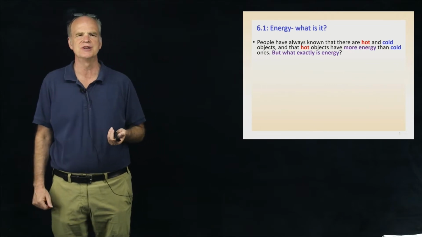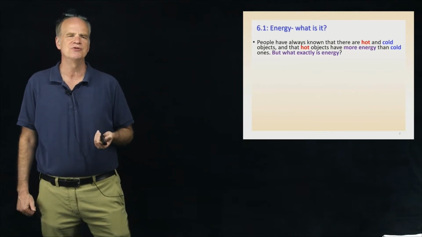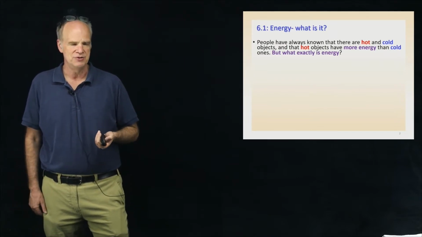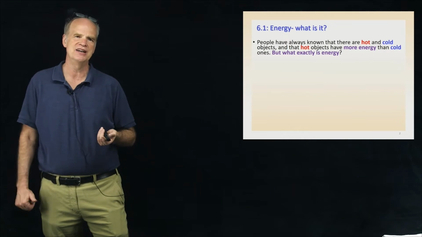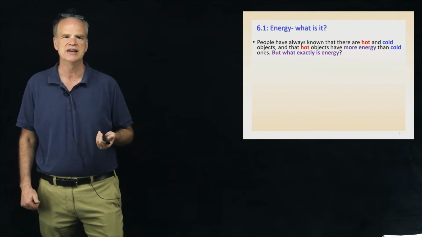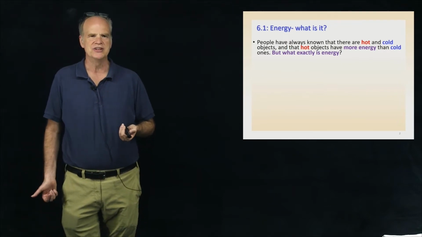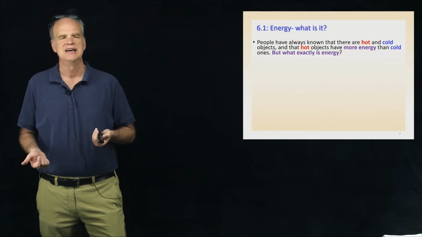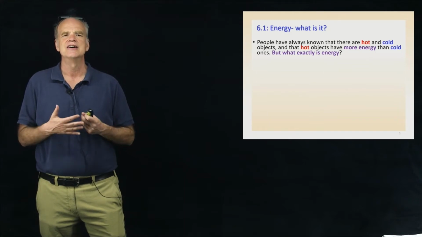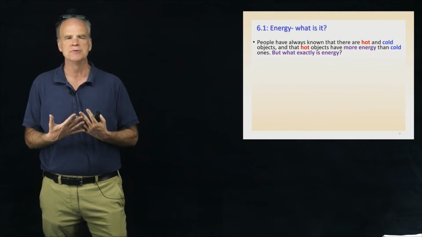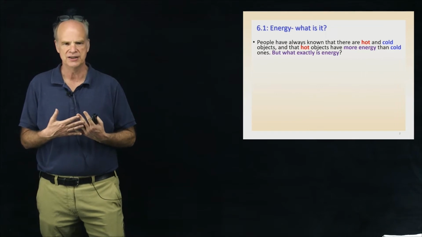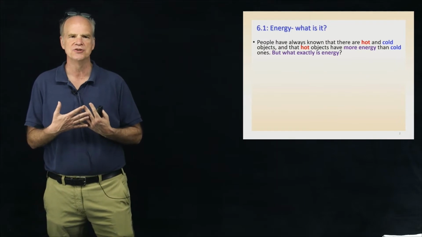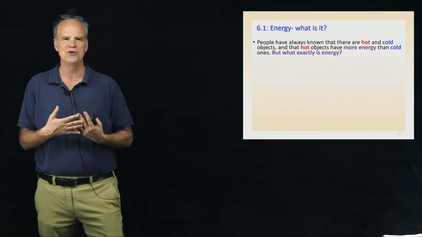Okay, so let's talk a little bit about what energy is. You know that there are hot objects and cold objects. As you might expect, hot objects have more energy and cold objects have less energy. That is a fact. But what is energy? Before the year 1800, people actually thought that energy was little atoms of a particular element called caloric. It was thought that hot objects had more of these caloric atoms than cold objects.